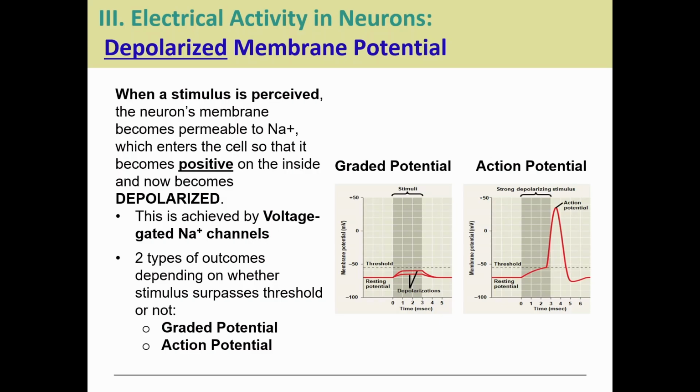This is what we call depolarization. Right? Depolarization, because we have changed. We're no longer polarized anymore. We have changed from that. This is going to be achieved using voltage-gated sodium channels. And there are two outcomes depending on whether or not the stimulus passes a threshold. There is a threshold that has to be met. We can have a graded potential or an action potential. If we're underneath that threshold, we have graded. If we're over the threshold, we get action.